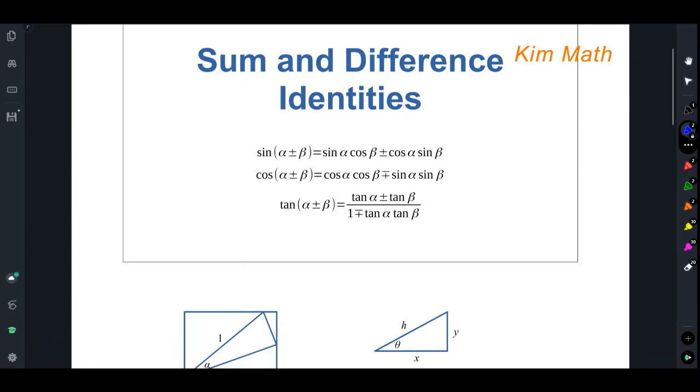Hi everyone. Today we will discuss sum and difference identities of trigonometry. For example, sine alpha plus beta equals sine alpha cosine beta plus cosine alpha sine beta. This identity is very useful and important, especially when you try to find some exact value of trigonometry, especially when your angle is not a special angle, but your angle can be expressed by the sum or difference of two special angles.